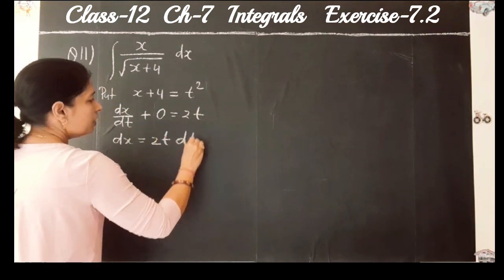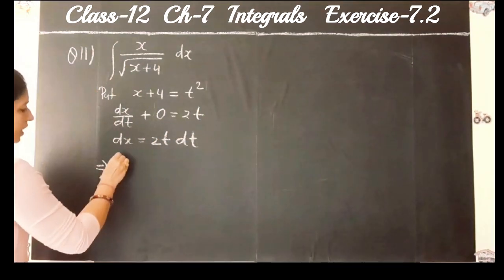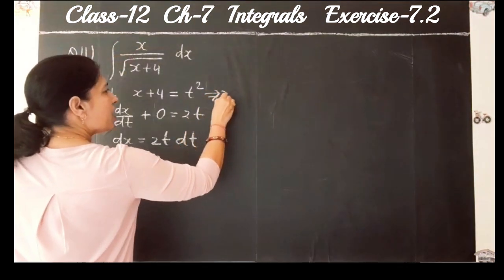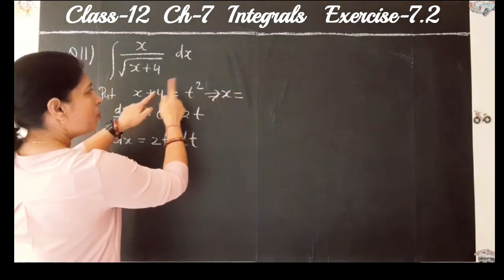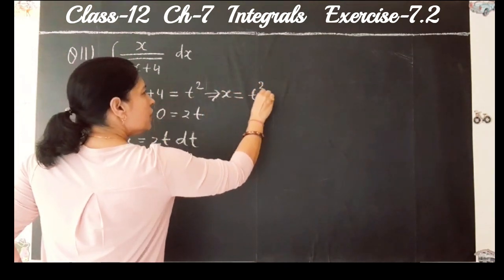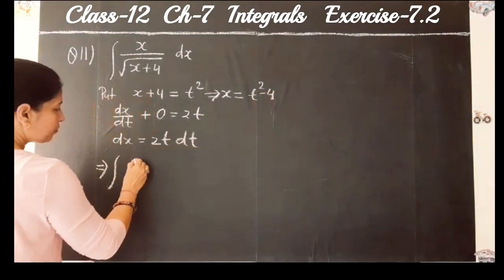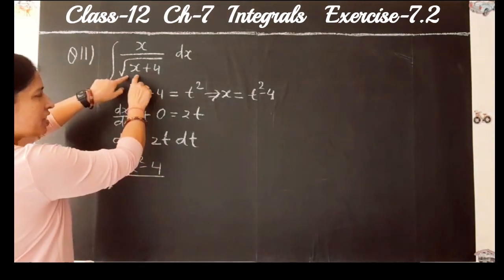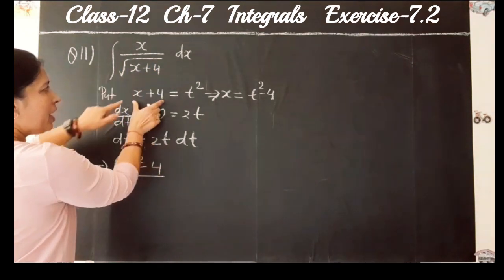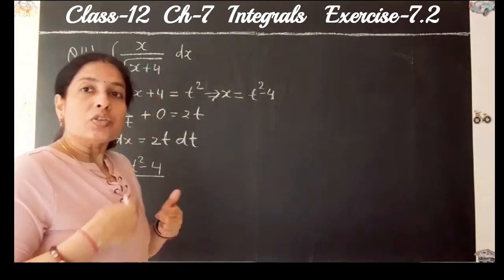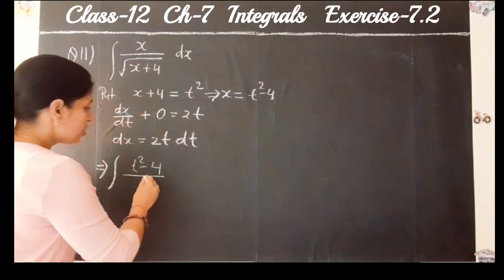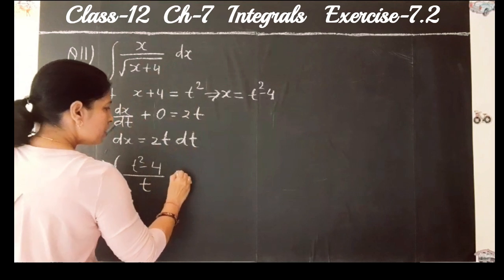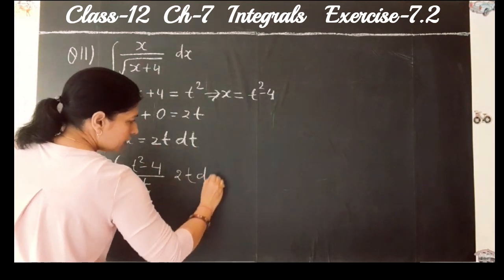2t dt. Now here it is given x, so from here we can write x is equal to t square minus 4. So put here t square minus 4 divided by, here it is given square root of x plus 4, and x plus 4 is equal to t square. So square root of t square will be t. So write here t, and in place of dx write 2t dt.